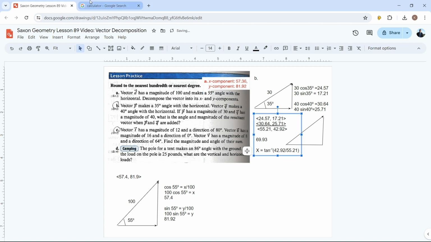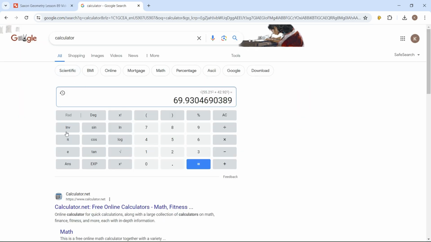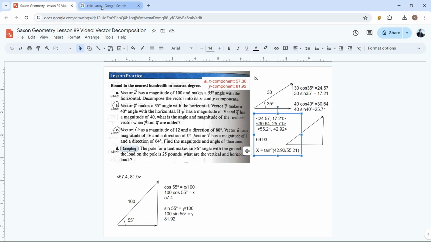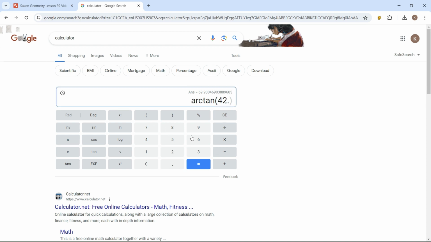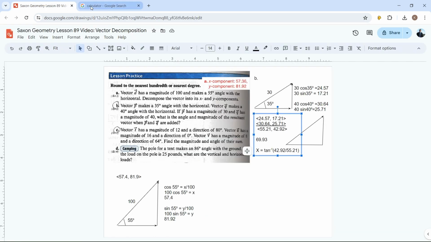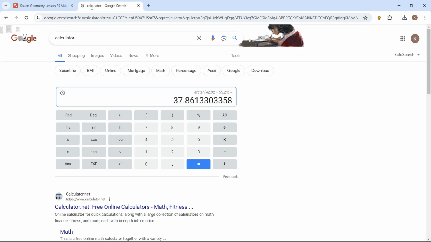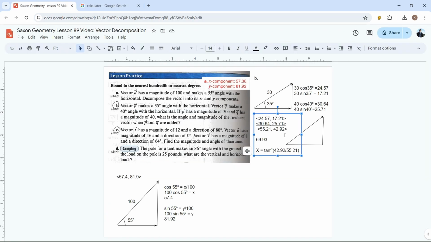Let's go ahead and do that. The inverse tangent of 42.92 over 55.21. I cannot remember these numbers. There we go. 37.86 degrees. So my angle is 37.86 degrees from the x-axis. Let me just make sure. 37.86. Okay, let's make sure we did that one right. Lots of steps, but there we go. We solved it.